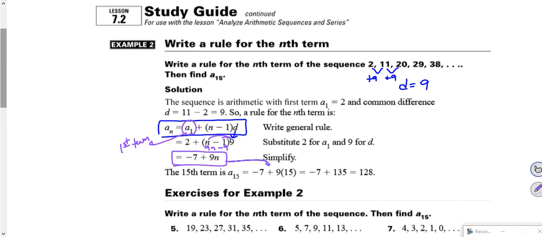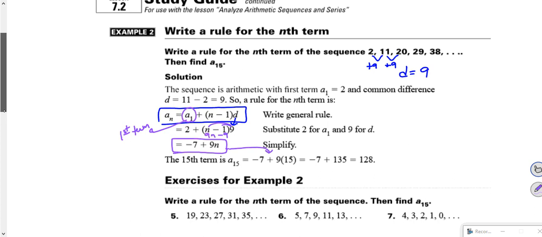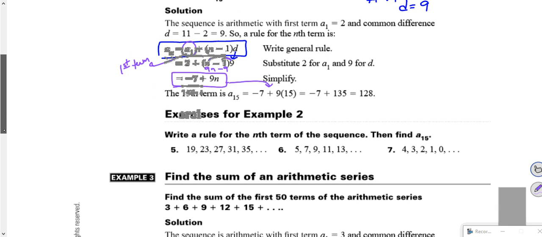Okay, so then you use this rule to find a sub 15. Notice this rule gets applied right here. So it's -7 plus 9 times 15, you get 128. Now I have seen these again and again and again. I mentioned this in 7-1, but I see stuff like this on the ACT test quite a bit.